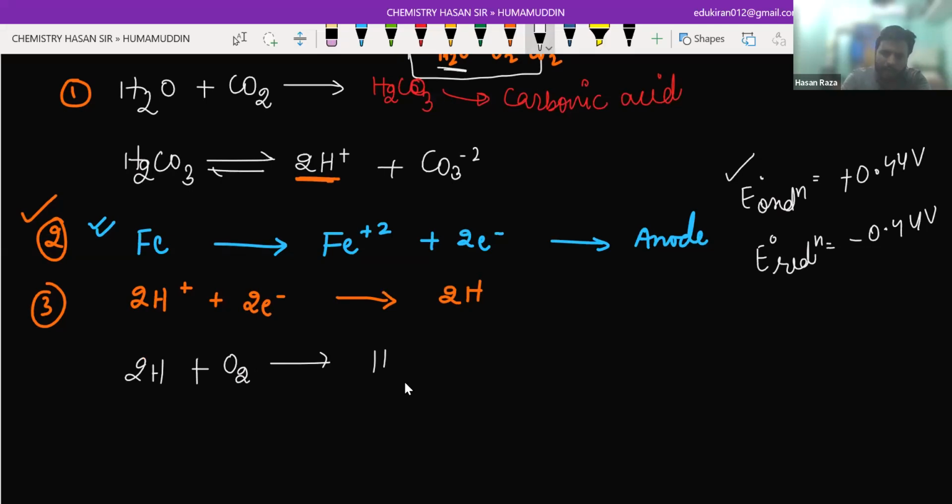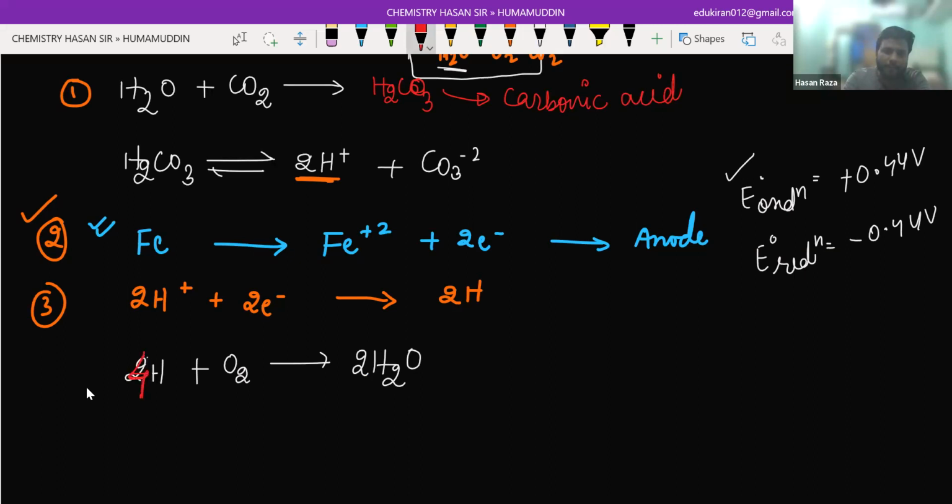Now, in order to balance it, let's say oxygen on the left hand side is 2. So I'm going to multiply it here so that oxygen will be balanced. But now hydrogen is 4. So what do we need to do? I'm going to make this 2 hydrogen as 4.